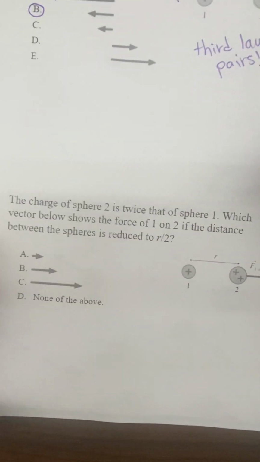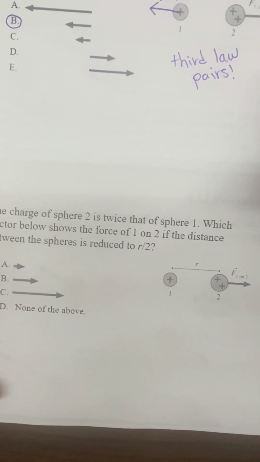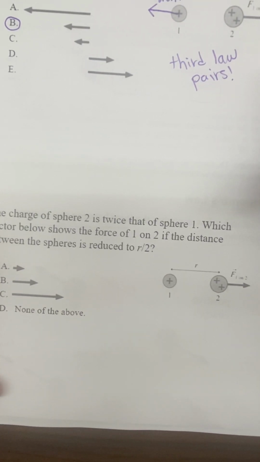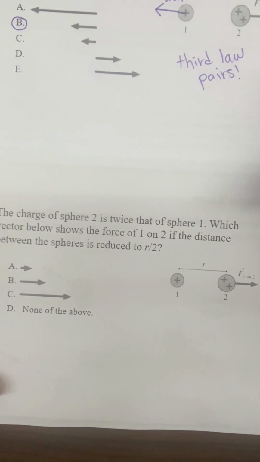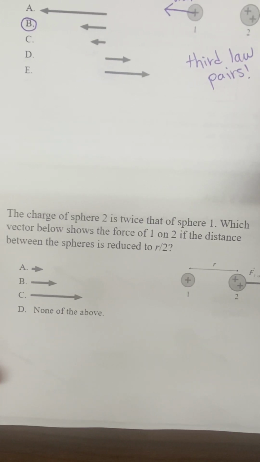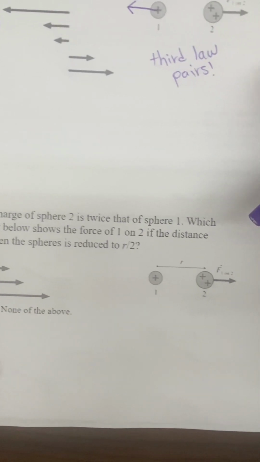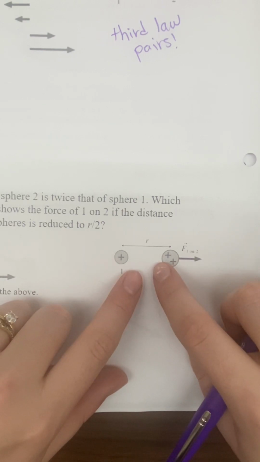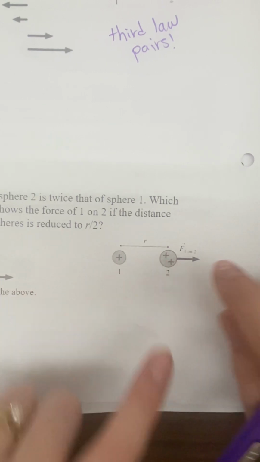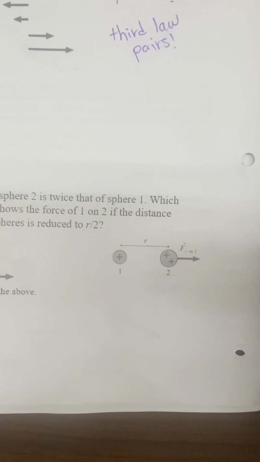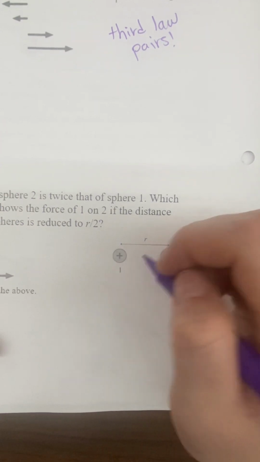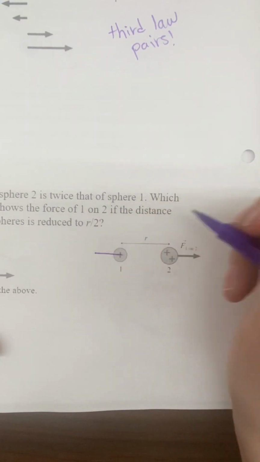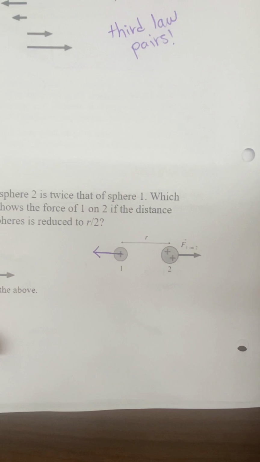Okay, next one says the charge of sphere 2 is twice that of sphere 1, which shows the force of 2 on 1, so that other vector that's not on the charge, if the distance between the spheres is reduced to r over 2. So it's asking if we brought these closer together, twice as close together, what would the new force vector be? Well, before that distance is reduced, the force vector is going to be the same as its third law pair. So it's going to look something like that.